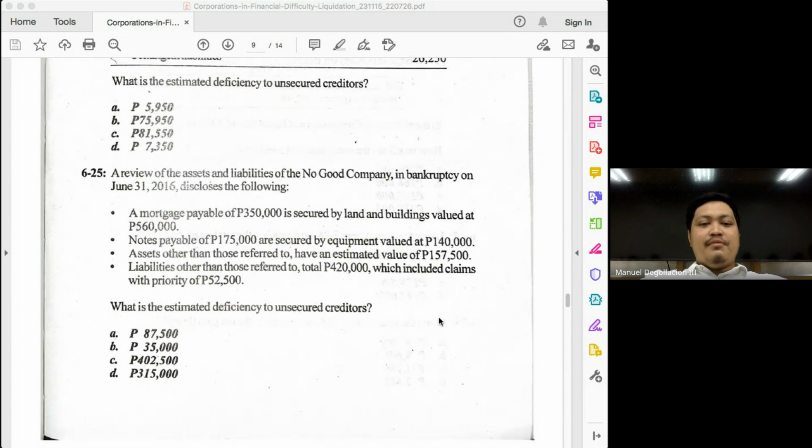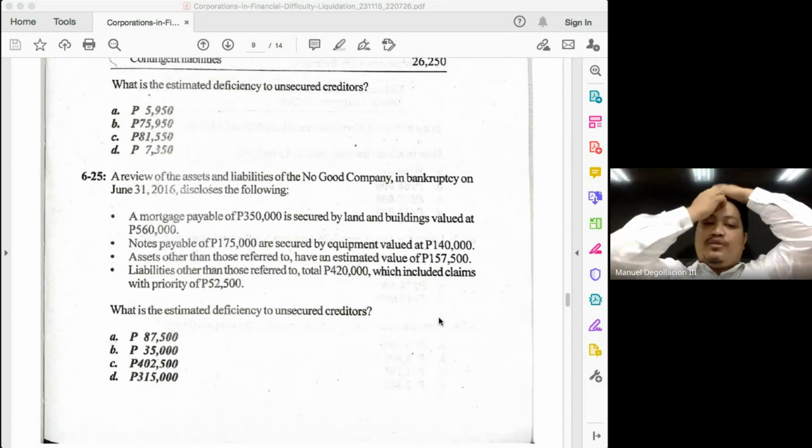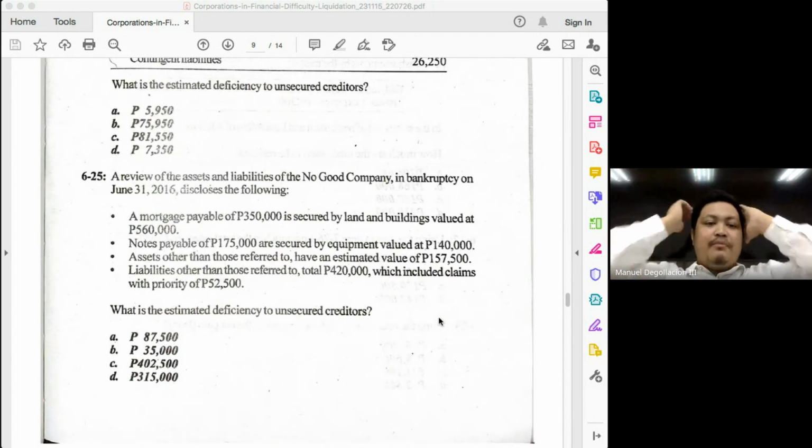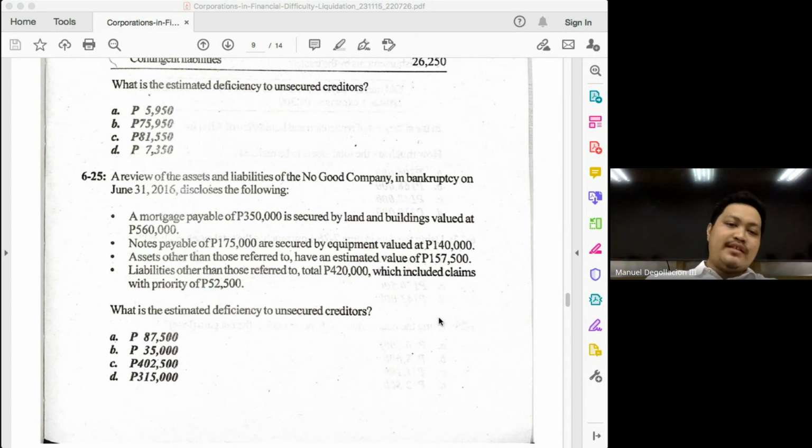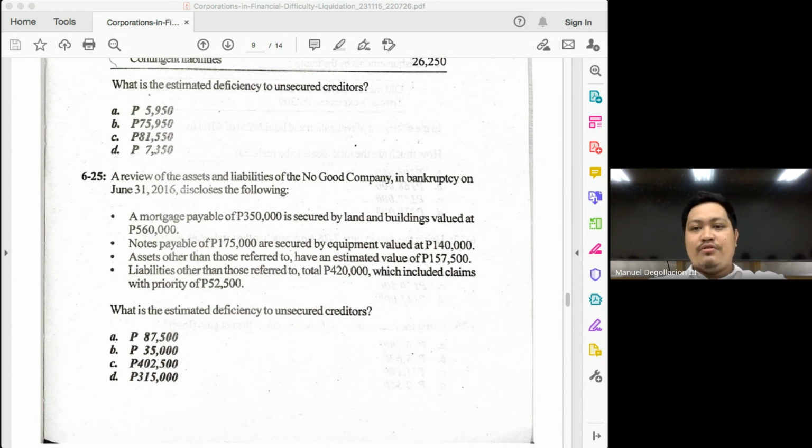6-25. What is the estimated deficiency to unsecured creditors? Essentially the same problem. And we can solve this in two ways, class. Number one, the one I mentioned earlier, solve for your negative equity by using the basic accounting equation. And what is the basic accounting equation? Assets would be equal to your liabilities plus equity.